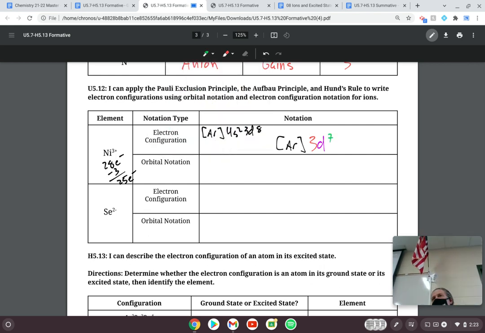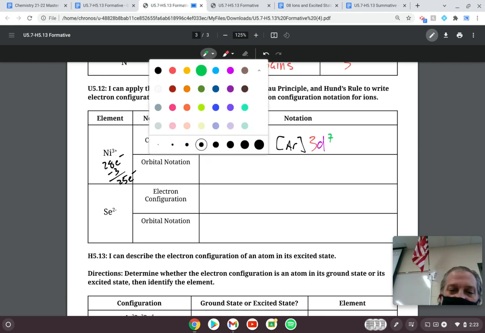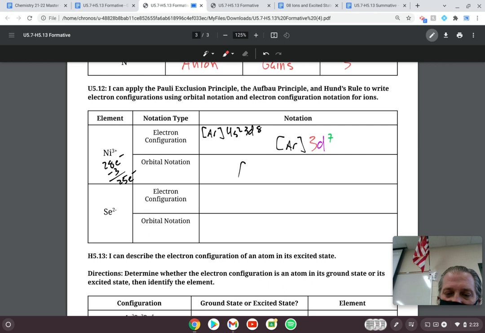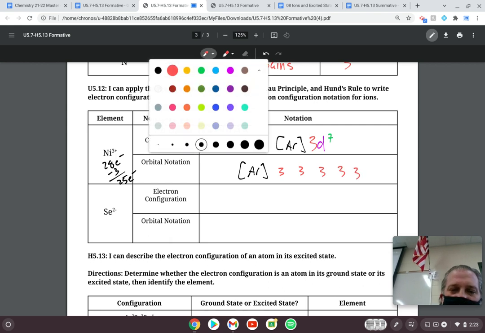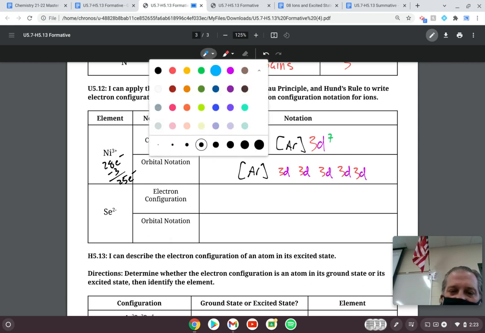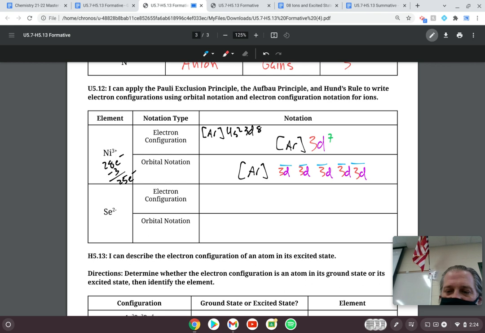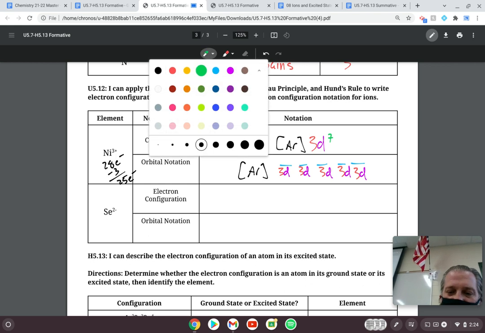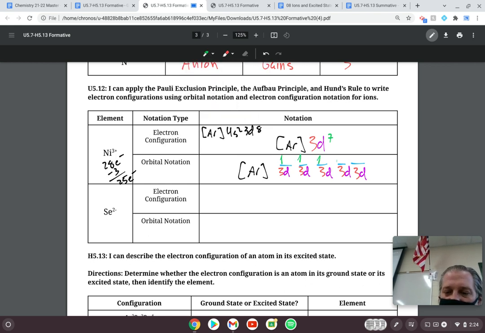So it took 2 electrons from the 4s and then 1 from the 3d. So when I write my electron configuration there, argon, 3, 2, 4, 5, D, D, D, D, D, orientation bars, and then I'm going to have a 7, so it's going to be 1, 2, 3, 4, 5, 6, 7.